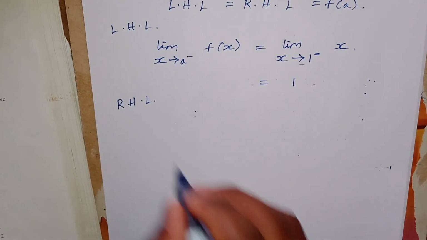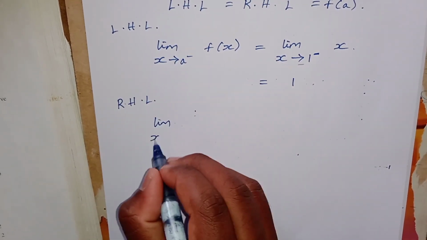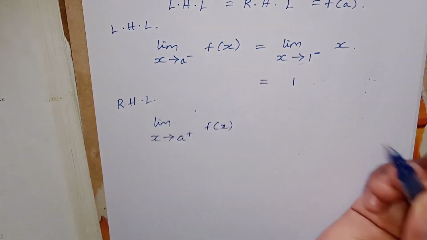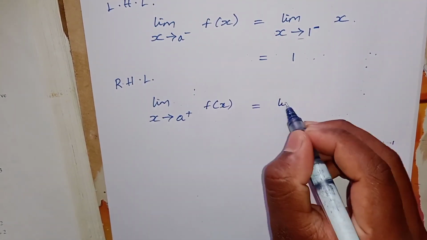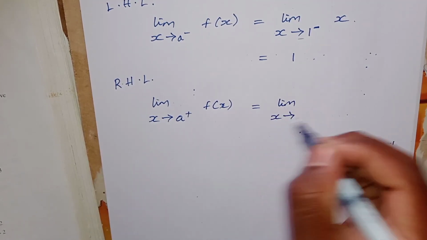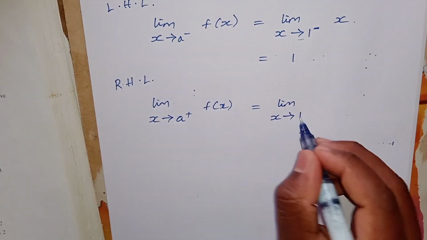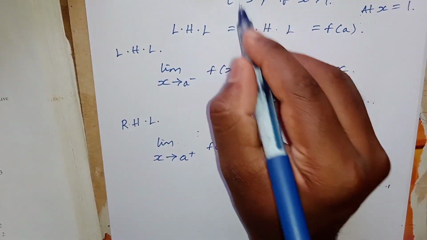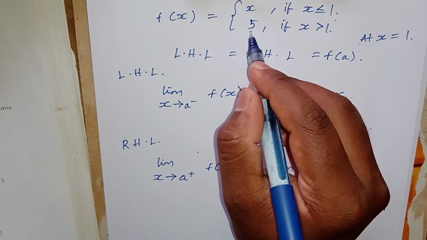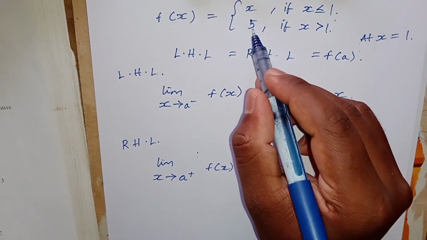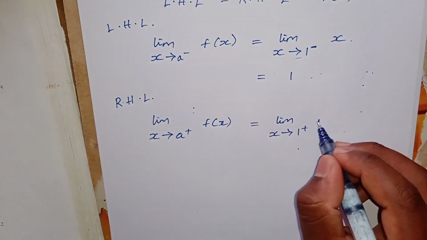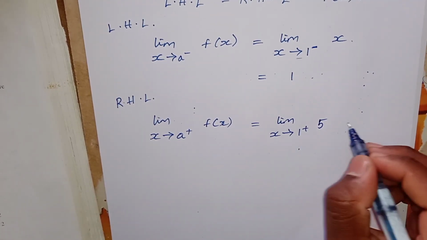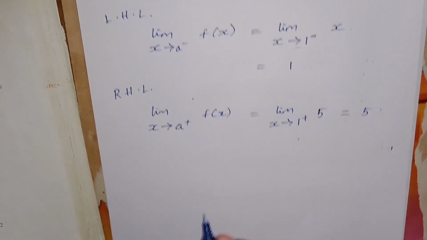Okay, next the right hand limit. The right hand limit is nothing but limit x tends to a plus f of x. Here it is limit x tends to 1 plus f of x. My given function here, for greater than 1, it is 5, therefore I am taking 5. There is no x to substitute the value, therefore here it is 5.